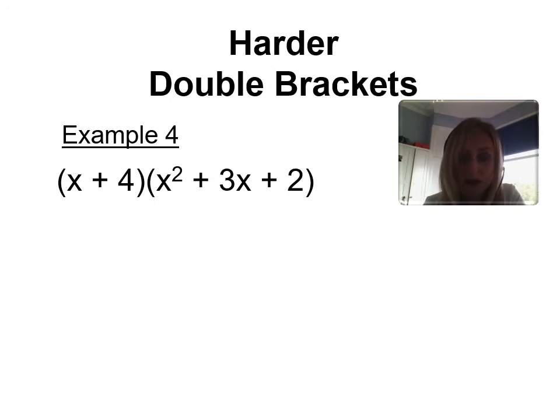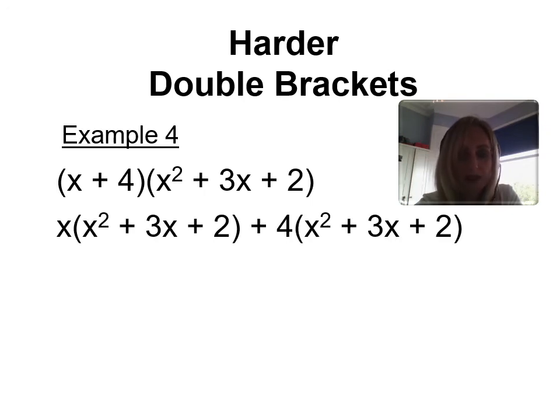We split our first bracket and we multiply each term in that first bracket by the second bracket. Okay, so splitting the first bracket, we get x multiplied by all of that second bracket, and then plus 4 multiplied by all of that second bracket. You can see that there, x times (x squared plus 3x plus 2), so that whole second bracket is still sitting there, and then the plus 4 from the first bracket multiplied by all of that second bracket. Okay, and then we just go about multiplying out.